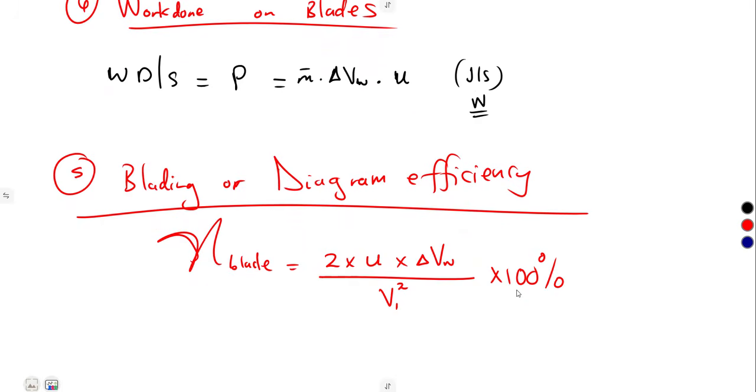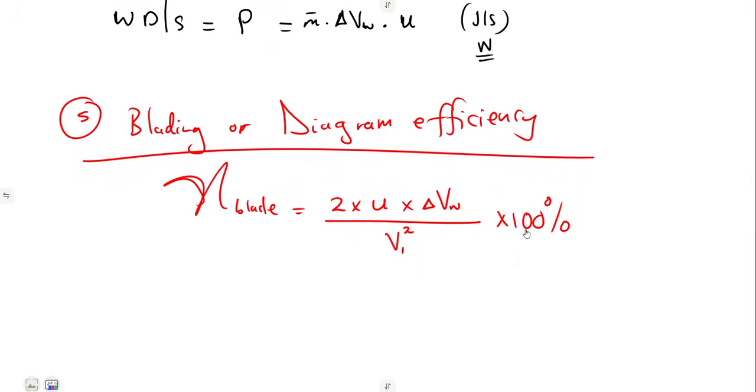We can see that here we have work done per second over input. So it's simply work done, or power, over input energy per second. It's going to give us efficiency. So you're going to consider power over that, or from the calculations, we can simply consider it from here. That is what we have as the blading or diagram efficiency.